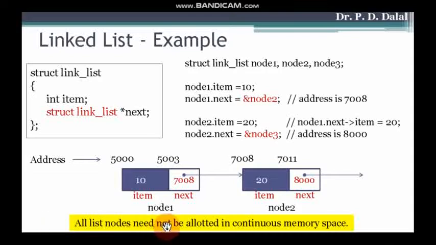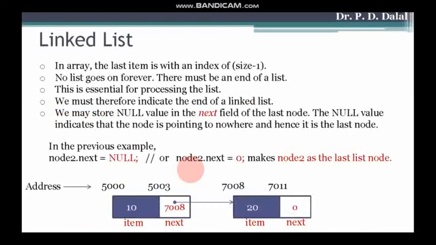Do all list nodes need to be allotted in continuous memory space? No. All list nodes need not be allotted in continuous memory space, as it is DMA. It is following a dynamic memory allocation concept. So memory allocated for each node may or may not be continuous, unlike arrays, in a linked list.